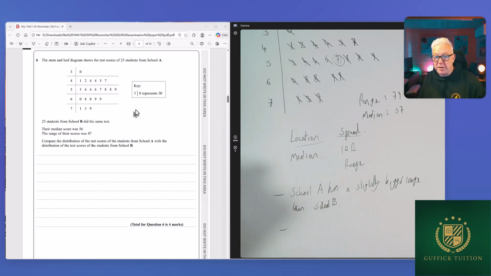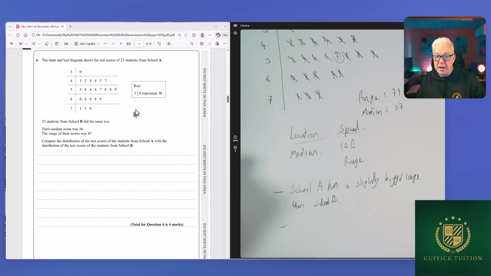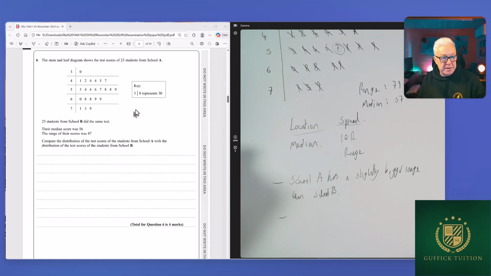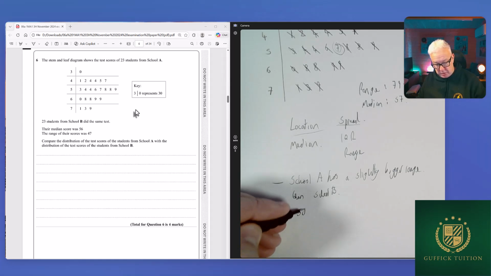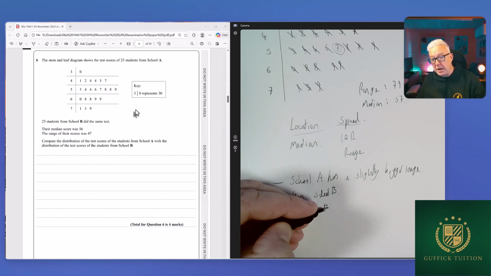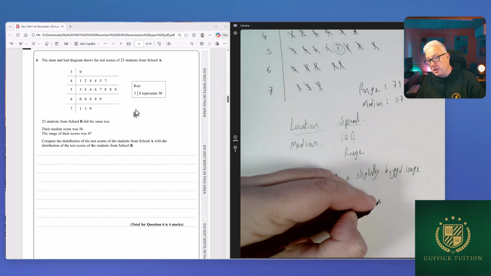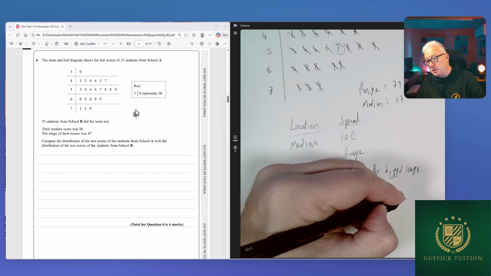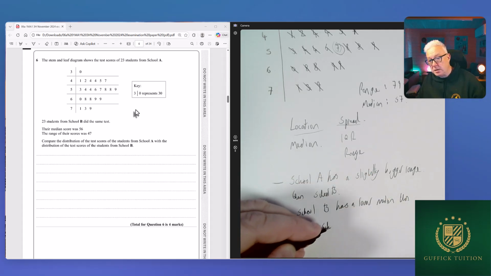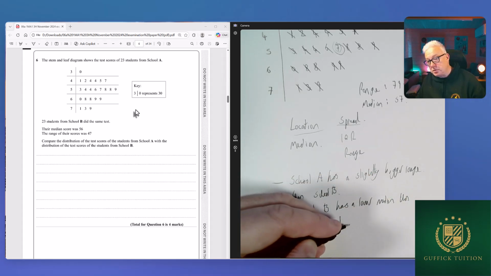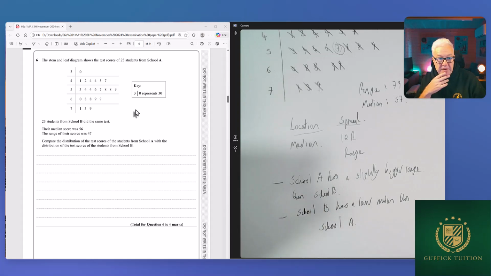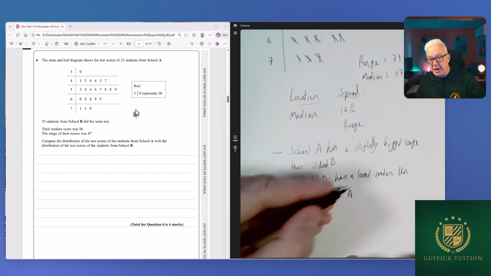Okay, now what's the other thing that we need to do? Compare the median. So school A has a median of 57 and school B has a median of 56. So we can say that school B has a lower median than school A. Because school A's got 57 and school B has got 56. So that means, we should put what that means.